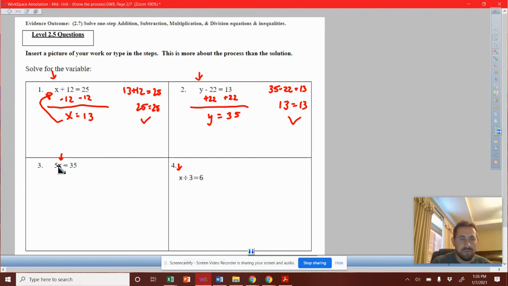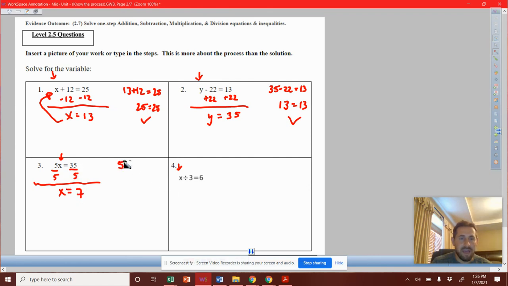Whenever a number is right next to a variable, that's multiply. So to undo multiply, we will divide, and I'm using the fraction bar as a division. So we're dividing by 5. We get our big 1 there. We get 1x. 35 divided by 5 is 7.